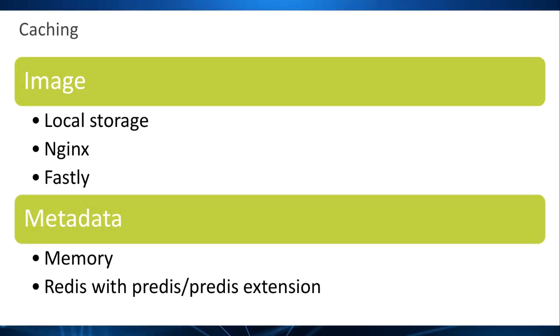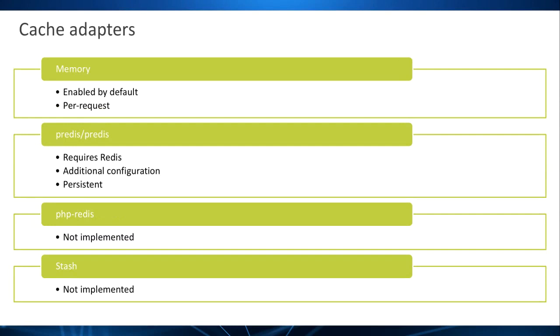This was done with file system caching adapters. The file system library itself supports more adapters. By default, we implemented only memory and Redis, but if you feel like this is not enough, it supports more caching mechanisms like PHP Redis, which is a native PHP implementation. It also supports Stash and Memcached. So if you'd like to see anything else except memory and Redis, you should be able to extend it with your own caching mechanism.